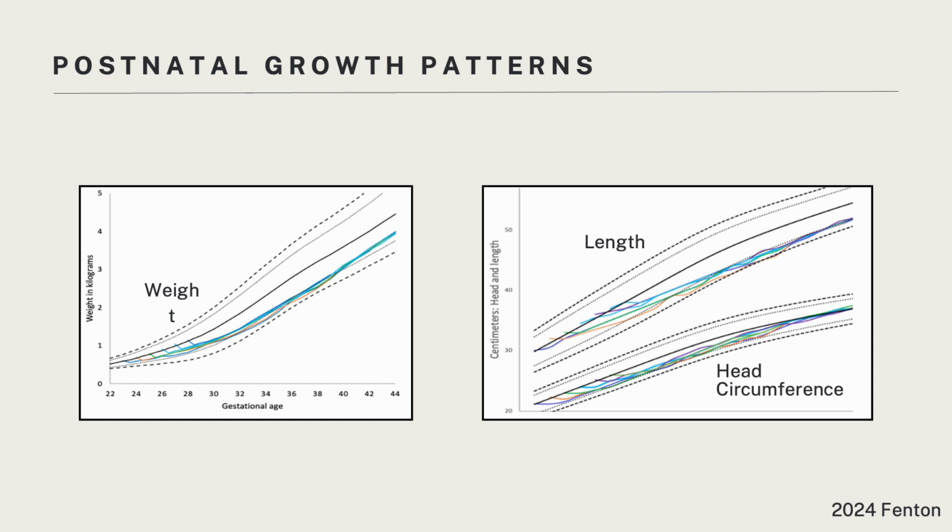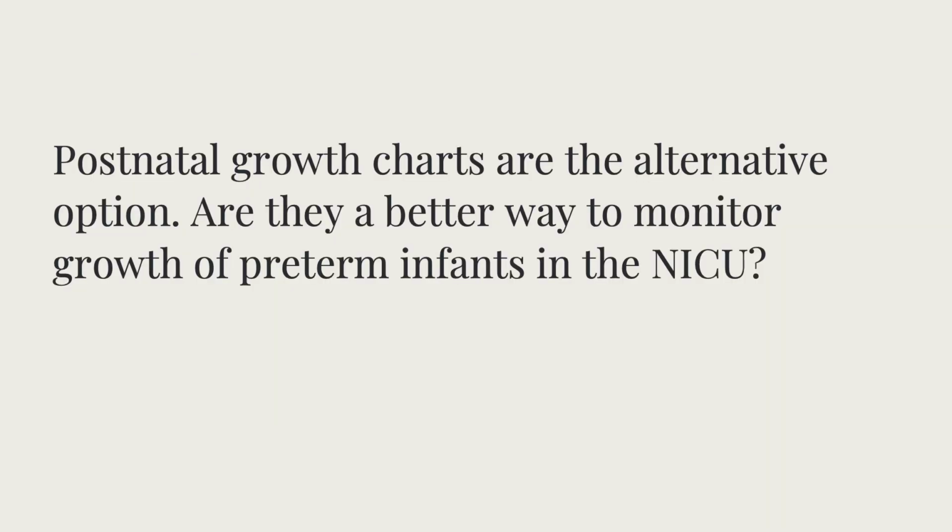Similarly, length growth followed a pattern that is different from the intrauterine growth pattern. Whereas in intrauterine growth, the curve follows a convex shape, postnatal growth follows a more or less concave shape. For head circumference growth, there is minimal growth in the first week of life, followed by a rate that is higher than the intrauterine growth rate. So intrauterine growth and postnatal growth are different.